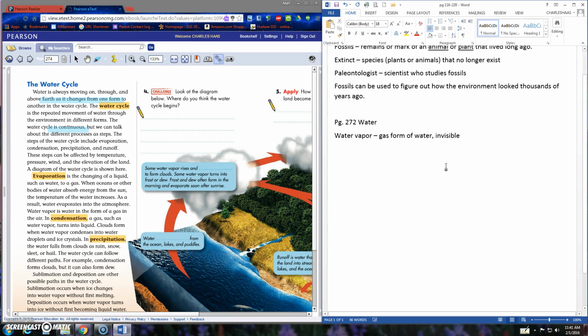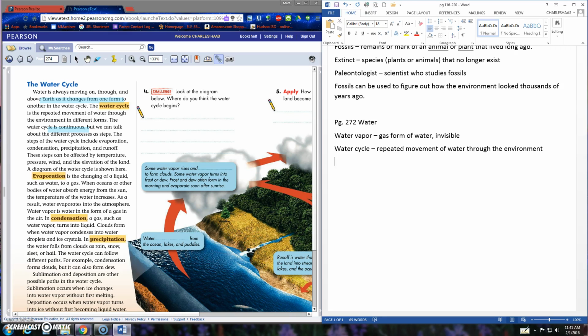Here we go with the water cycle. Water is always moving on through and above Earth as it changes from one form to another in the water cycle. The water cycle is the repeated movement of water through the environment. The water cycle is continuous. It always continues, but we can talk about the different processes as steps.